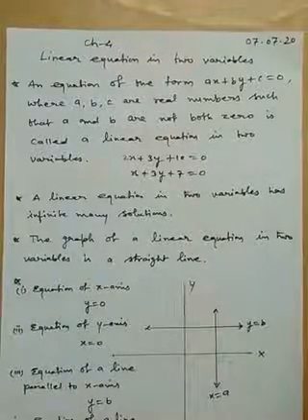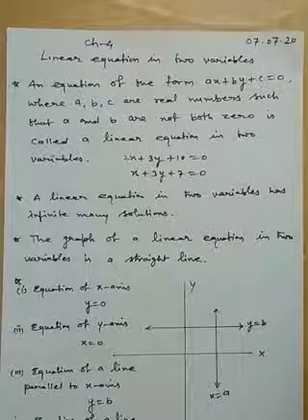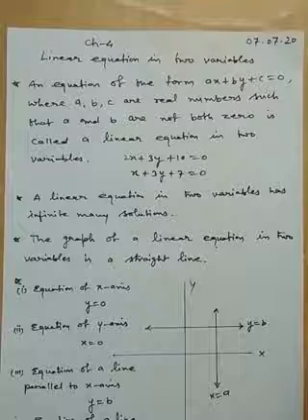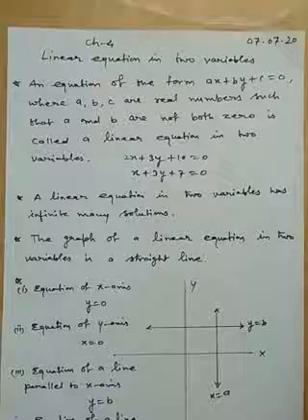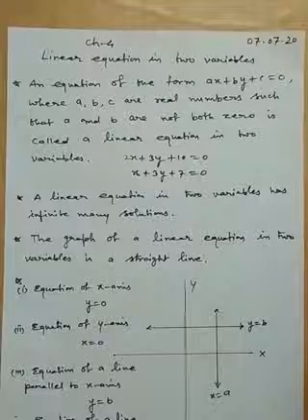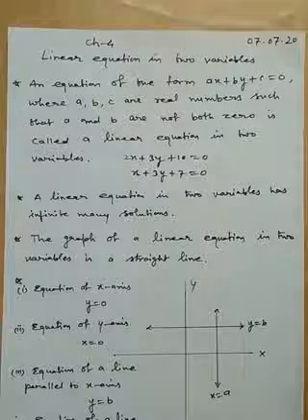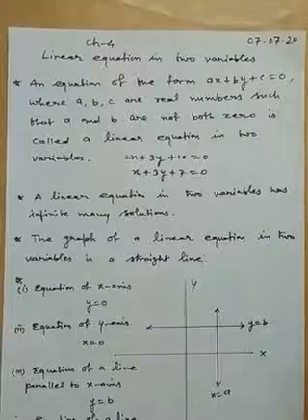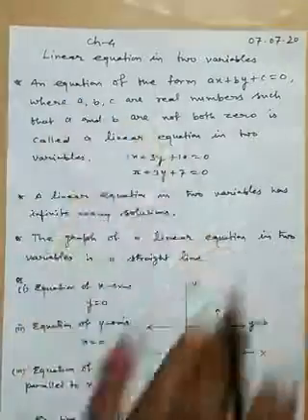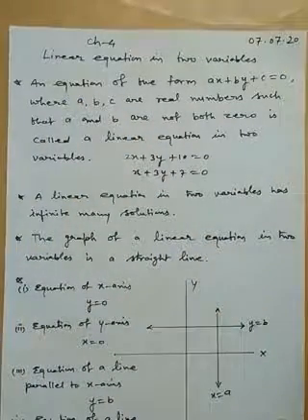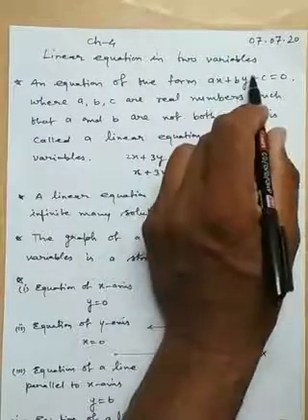Dear students, for class 9th, our today's topic is linear equation in two variables. First of all, the linear equation. The definition of a linear equation is an equation whose degree is 1. It may be in one variable, it may be in two variables. But the word linear in linear equation means an equation whose degree should be 1. Degree means the maximum power of the variable should be 1.